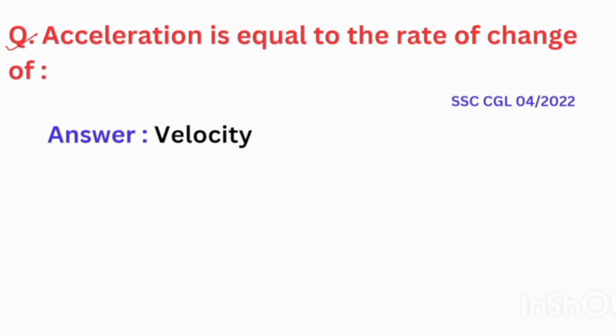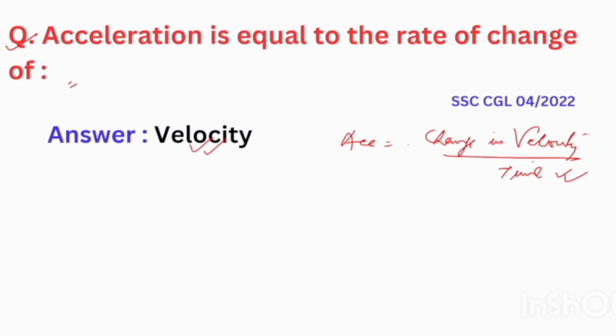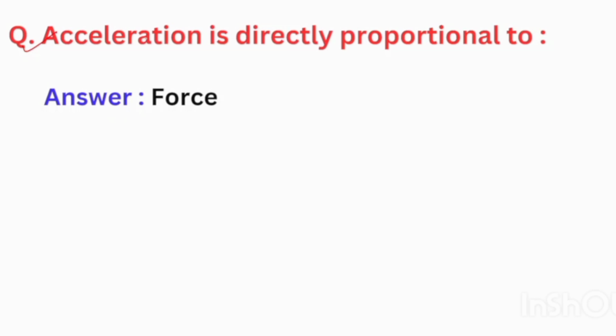Acceleration is equal to the rate of change of velocity. As we already know, acceleration is equal to change in velocity over time. Okay, let's see the next question. Acceleration is directly proportional to force. We know that force equals mass multiplied by acceleration. So we can say that force is directly proportional to acceleration.